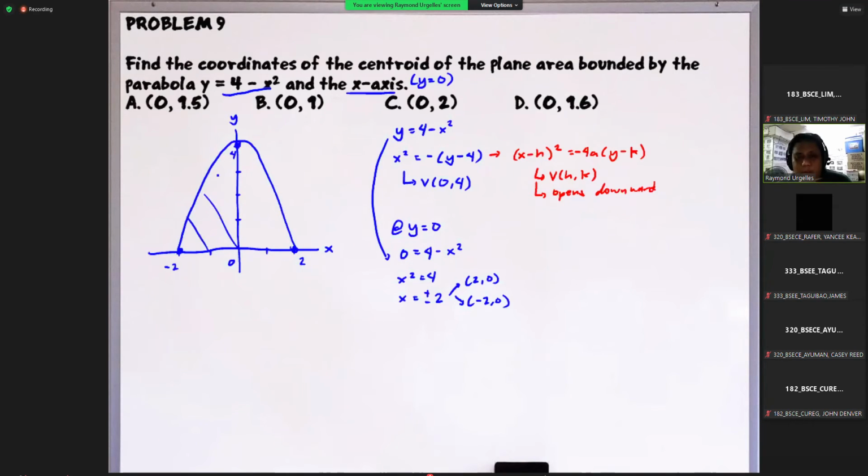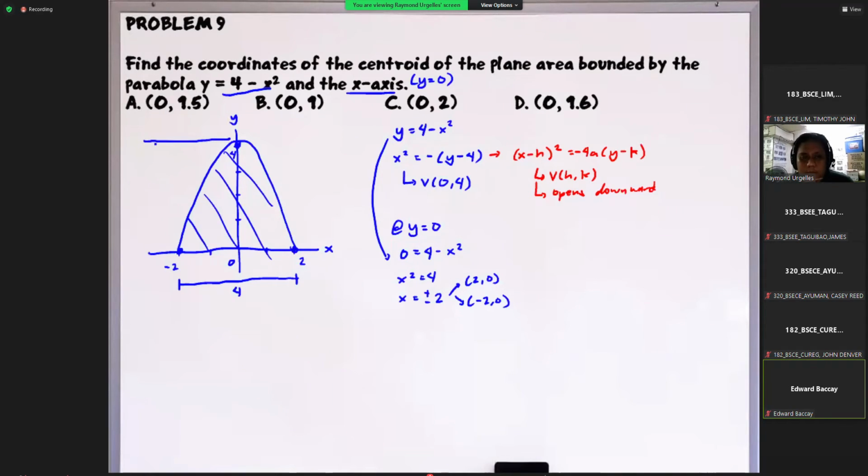So again, for the area, kung gusto nyo i-integrate, kayo na yung bahala. Pero since alam naman natin yung direct formula, gagamitin ko na diretso yung direct formula dito. So this is 4 units, and this is also 4 units. Then the area of the parabola is simply 2/3 times base times height. Parehong 4 units lang yan, kaya times 4 times 4.